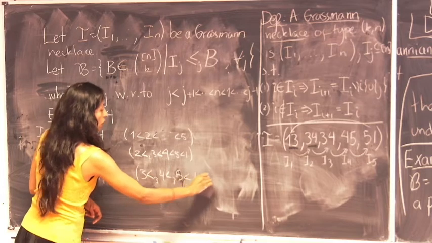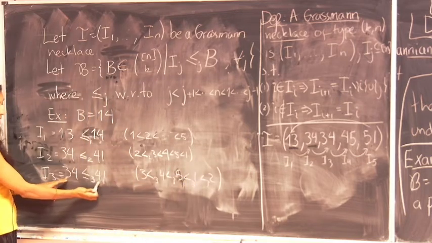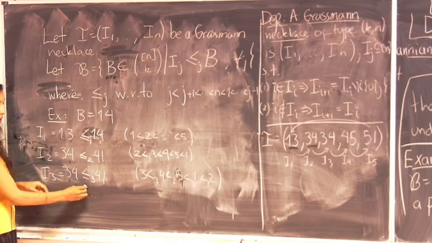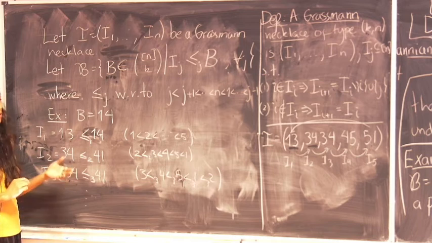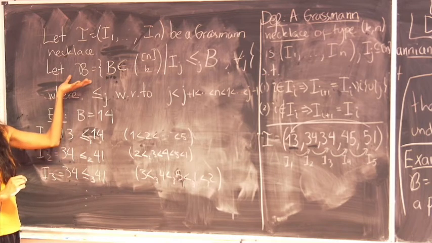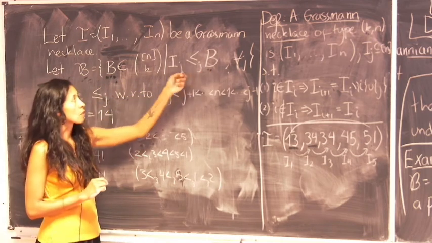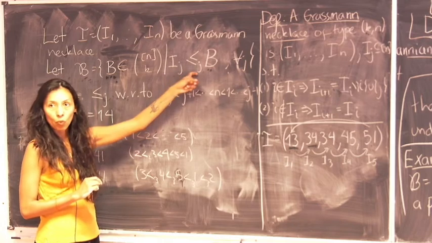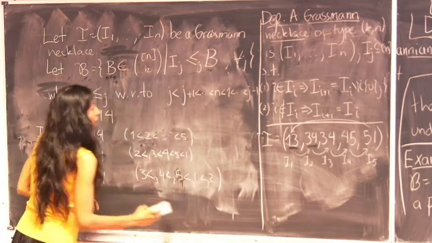Five, 1, 2. And again, similarly, component-wise, it holds. And the same holds if I were to do I4 and I5. So what this is telling me is that if I have a Grassmann necklace, then this collection of bases, this collection of k-subsets that satisfies that the subset is bigger than or equal to each one of the I_j's with the corresponding order, is the collection of bases of a matroid.